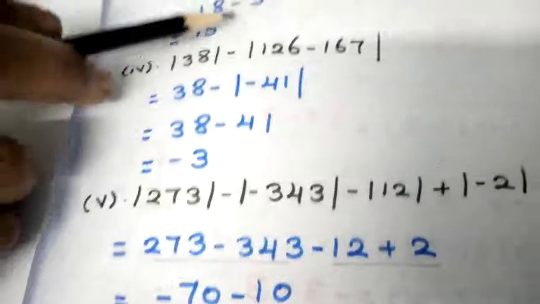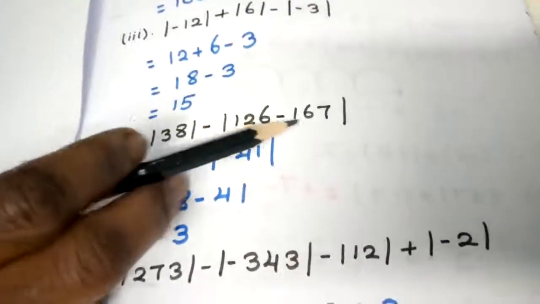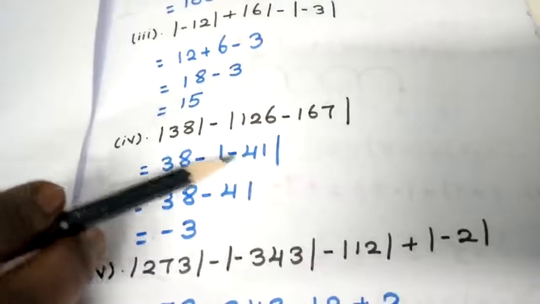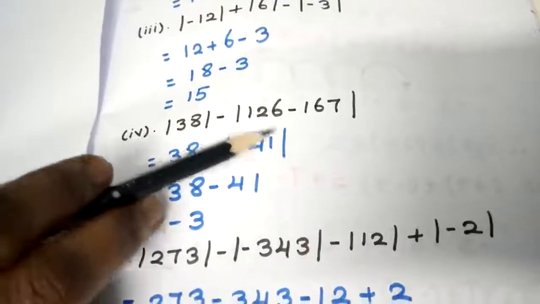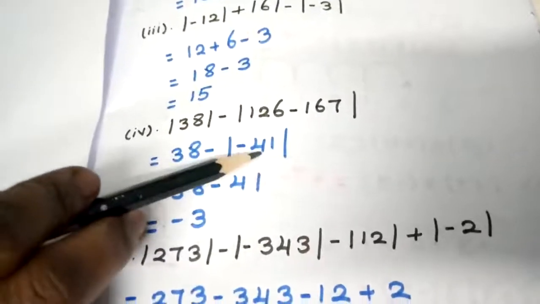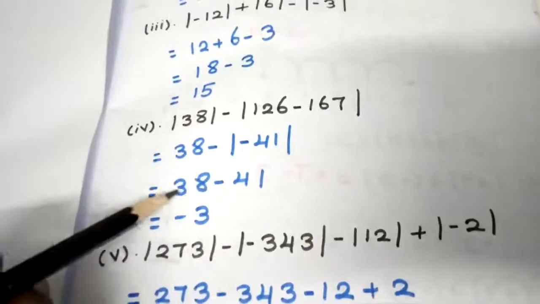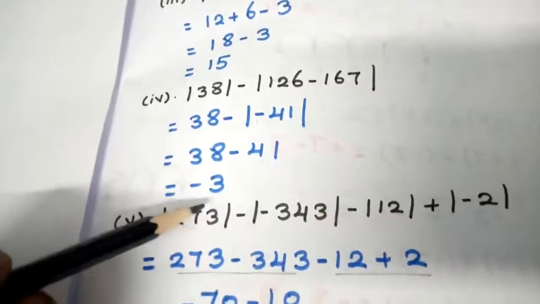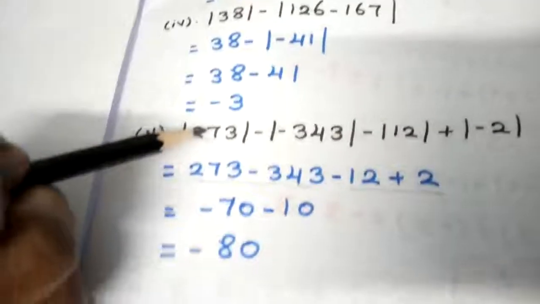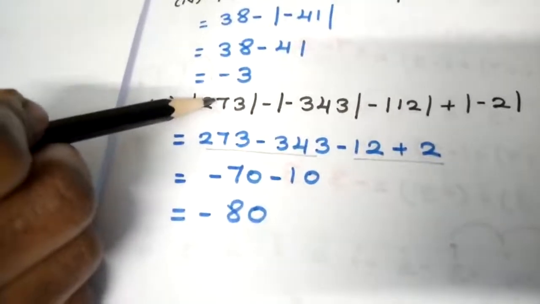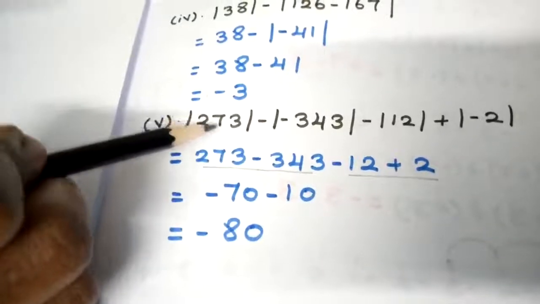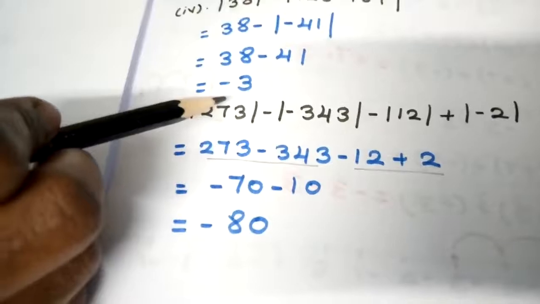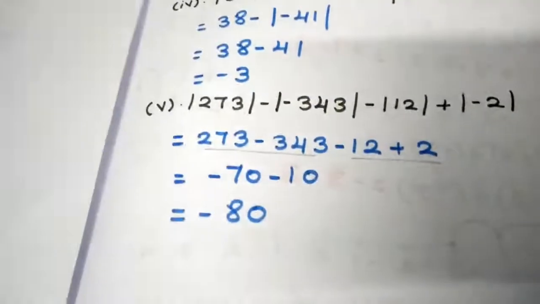If they ask you to calculate inside the absolute value, then calculate the value first. After getting the answer, only then remove the absolute value. That is, absolute value of minus 41 is 41. 38 minus 41 is minus 3. So understand the concept properly. First we remove the absolute value symbol, and from that I calculate the value. Suppose inside itself you have a calculation, then you complete it first, and then do the sum.